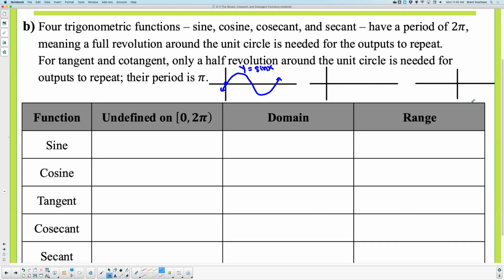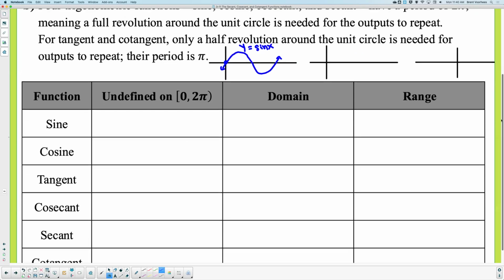I will pick back up on cosine in a moment. Let's use this for sine. Where in this wave does the graph break? Undefined means there's a break. Where does the sine wave break? Never. It never does. Let's do N/A. It starts repeating at 2 pi. 2 pi would be its period, but it does not break.